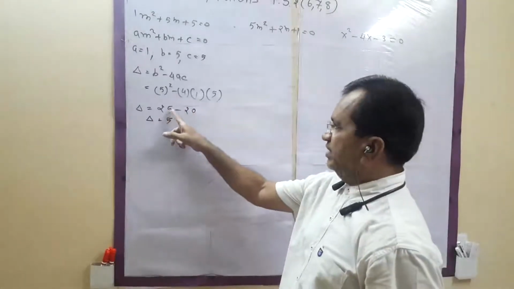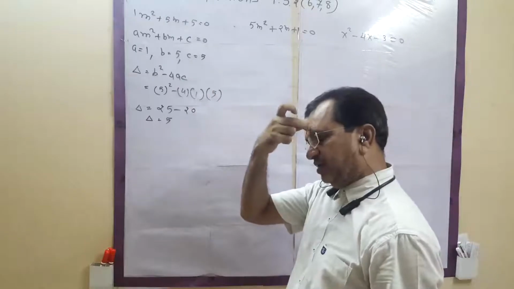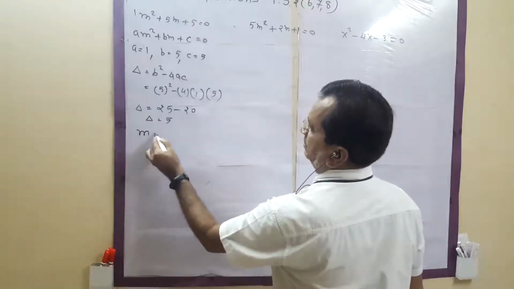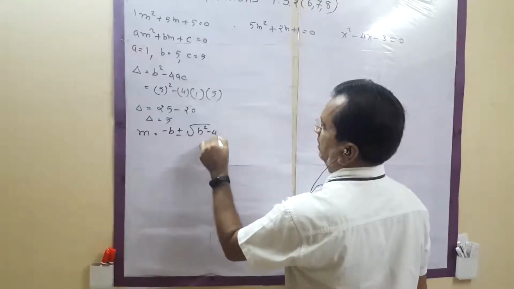5 fives are 25. 4ac, 5 fours are 20. 25 minus 20 is equal to 5. Now direct answer, x is equal to minus b plus or minus under root b square minus 4ac.